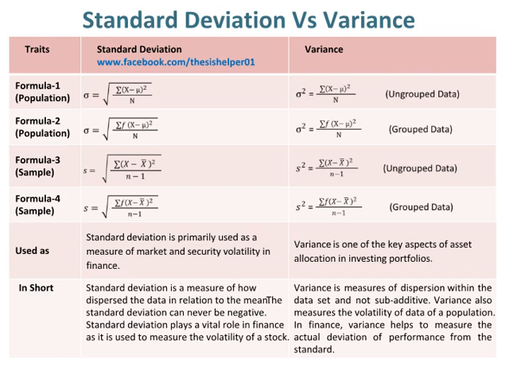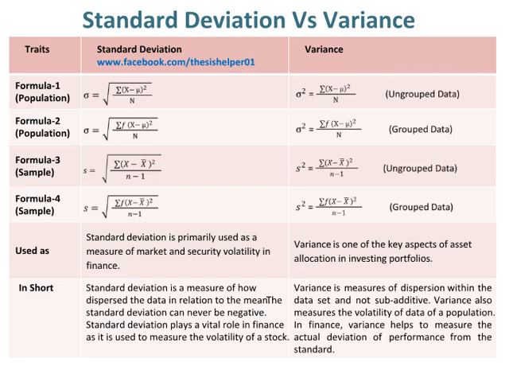Standard deviation is primarily used as a measure of market and security volatility in finance, whereas variance is one of the key aspects of asset allocation in investing portfolios. In short, standard deviation is a measure of how dispersed the data is in relation to the mean. The standard deviation can never be negative.